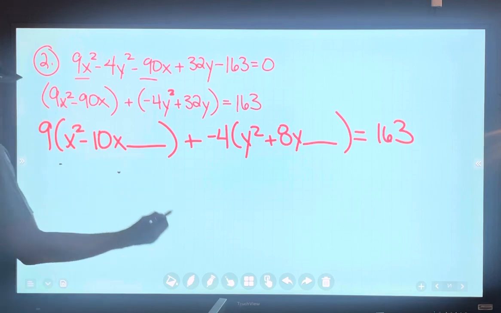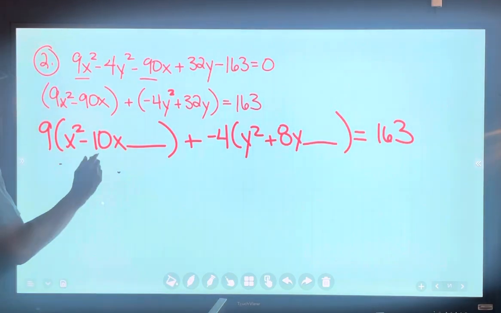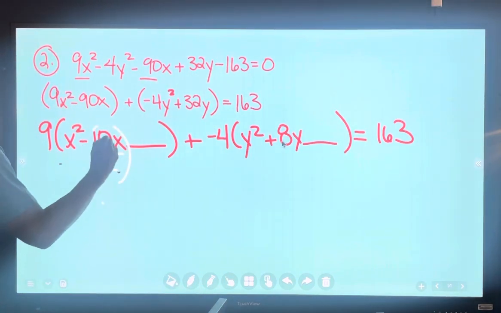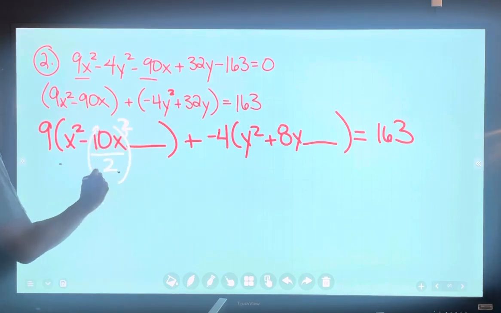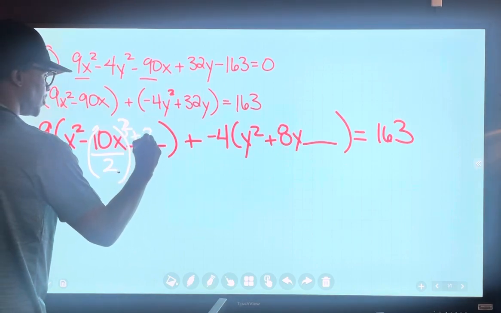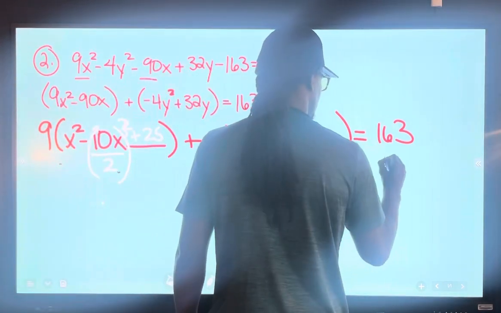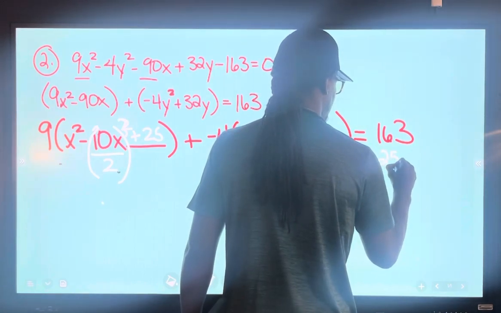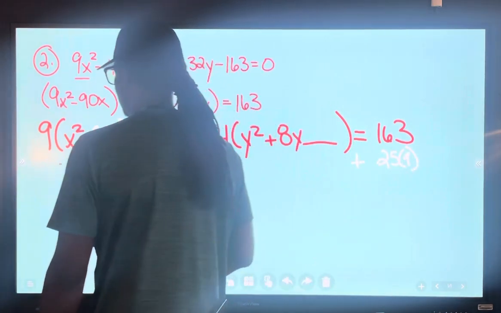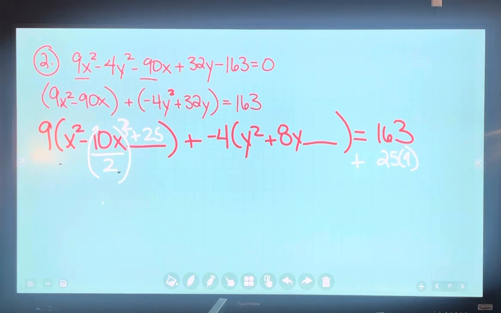Now remember that we factored out a 9 and factored out a 4. So when we go to this middle term, you got to divide by 2 and square. 10 divided by 2 squared, 25. Hold up though. You got to take the 25 and the 9 over together. So over here, you'll be adding whatever 25 times 9 is to that 163. We'll do it in the end. Mister, what's 25 times 9?